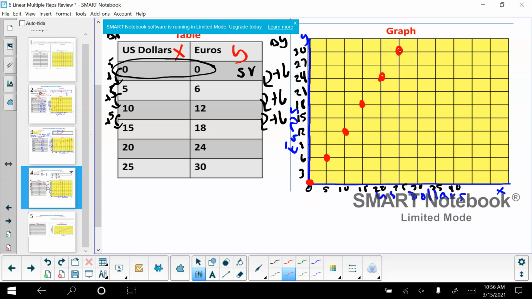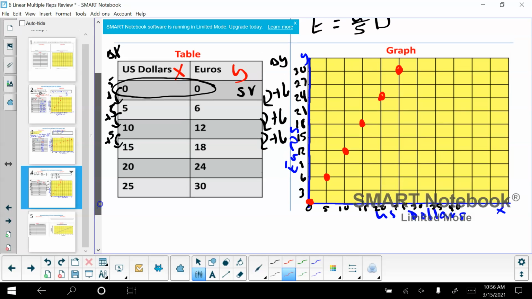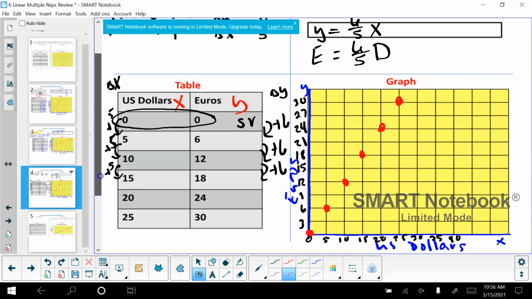So this was our third scenario, or our third example, and this one we were given a table.